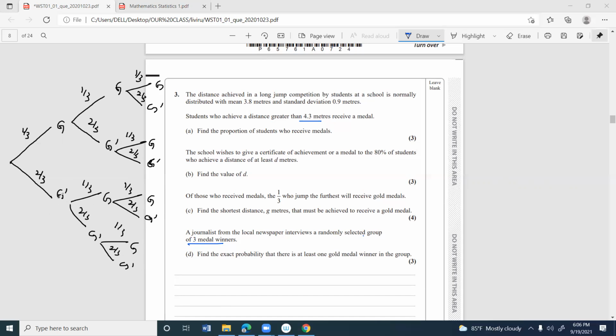Now you can see that out of this tree, all other branches get at least one gold winner. Therefore, you can say 1 minus 2/3 times 2/3 times 2/3 would be the probability, because in every other branch we get at least one gold winner. So it's pretty simple. You can get the answer as 19/27. That's the final answer for this question.